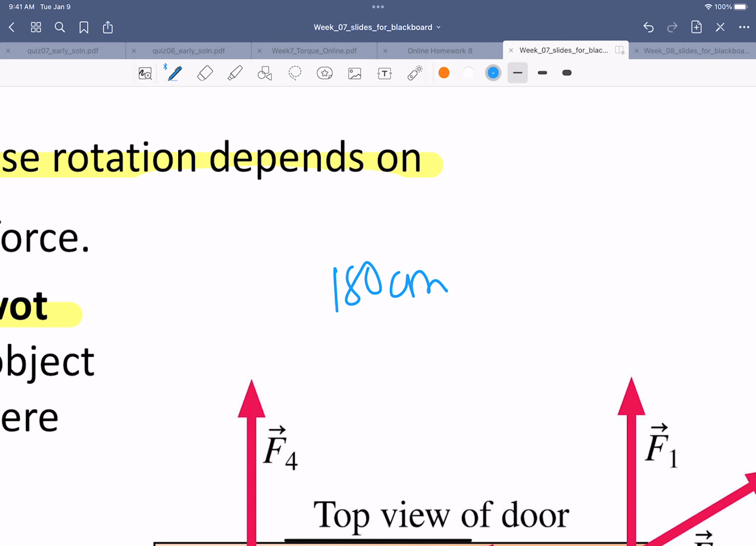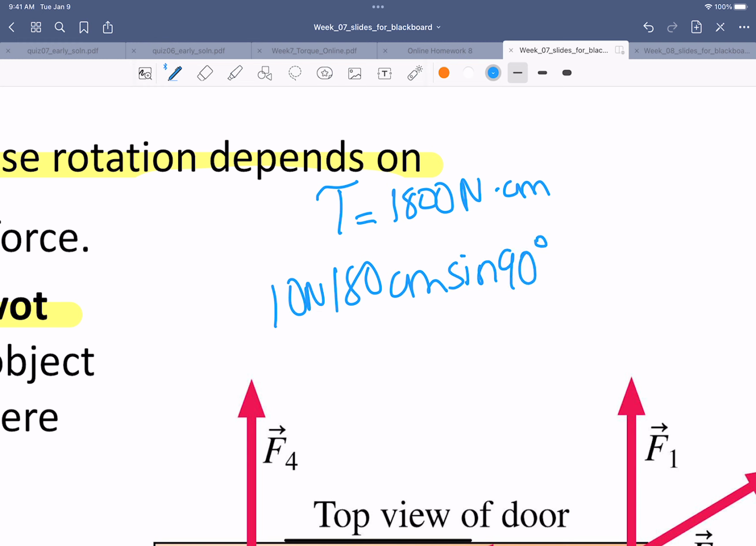If it was 180 centimeters, then I can just think of this as my total distance, my total width of the door, for example. If I want to apply a force pretty much at the edge of the door to exert a torque, let's say 1800 Newton centimeters or whatever. Once again, I'm just going by values. Then I might need to exert a force of 10 newtons if it's a sine of 90 degrees.